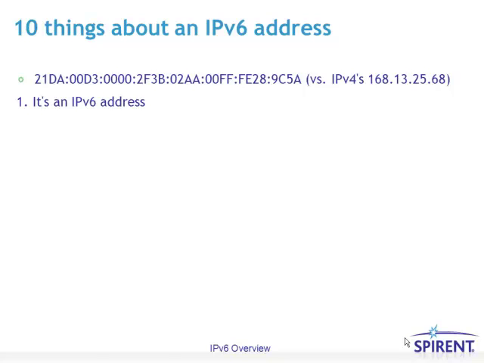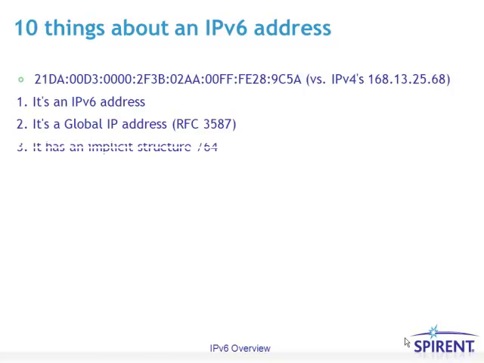So the first thing I can tell you about that IPv6 address is it is an IPv6 address. Second of all, it's a global IPv6 address, as per RFC 3587, and I know that because it begins in either a 2 or a 3. It has an implicit structure. Again, we'll talk more about that in the IPv6 addressing topic, but we know that the first half, the top half, 64 bits, are for network, and the bottom half are for host or device, or as IPv6 looks at it, interface.